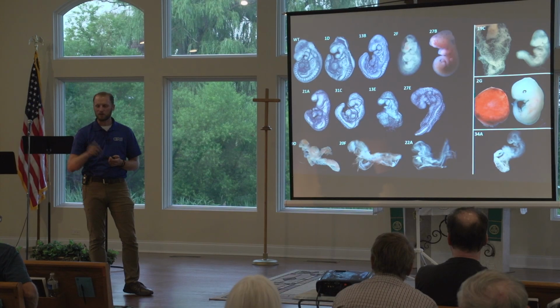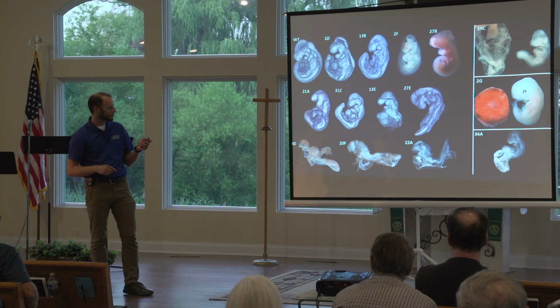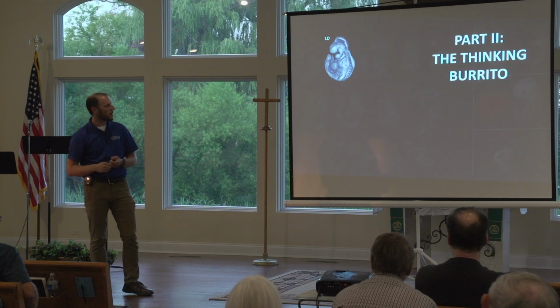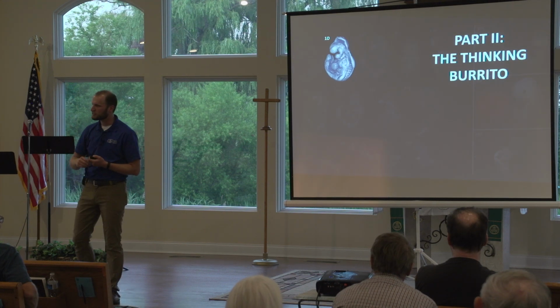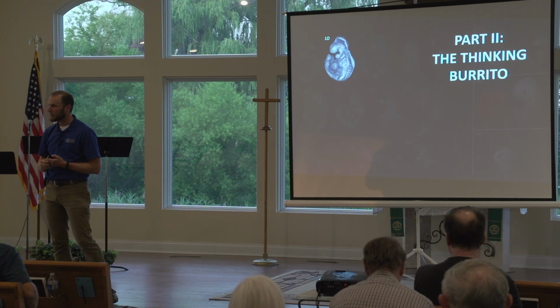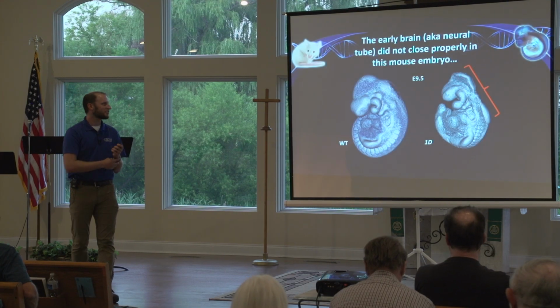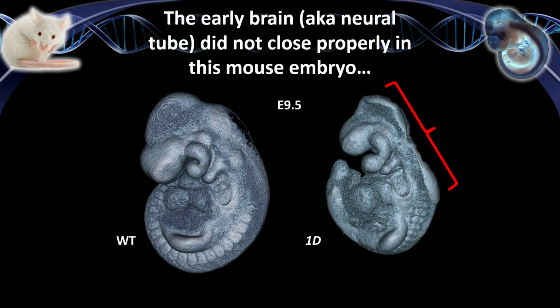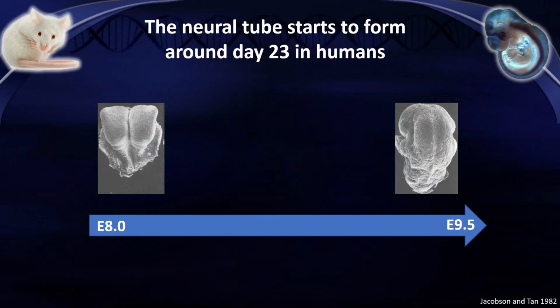Let's look at one more story, shall we? I'm going to tell you a story about this guy right here, 1D. Part 2, thinking like a burrito. So I showed you this guy earlier. He has an open neural tube. The neural tube doesn't close properly. Here's how it's supposed to close.